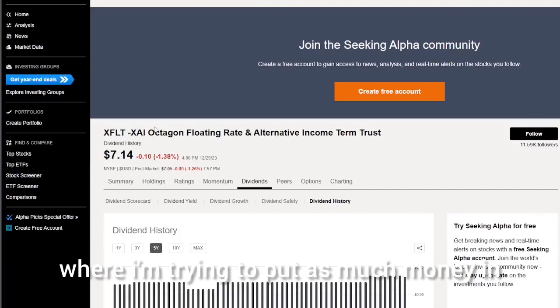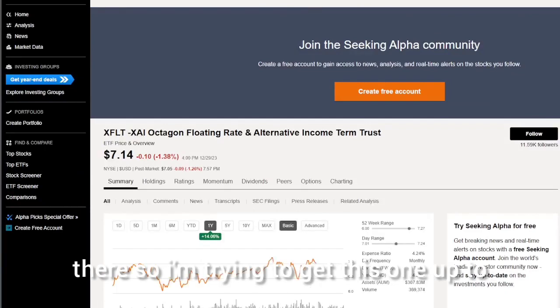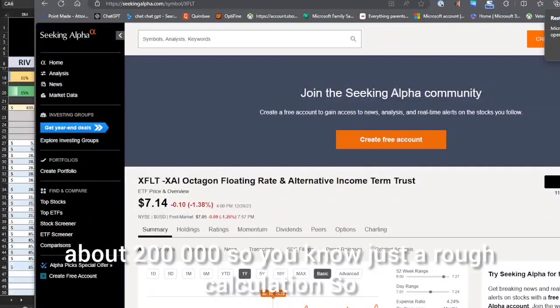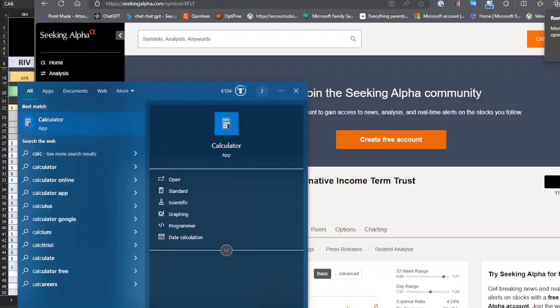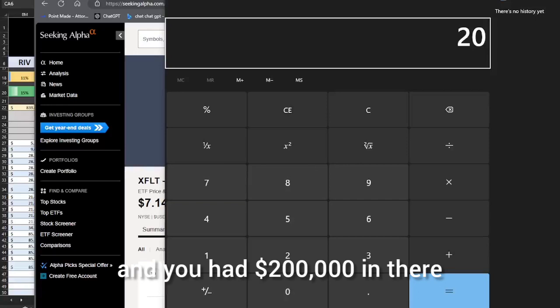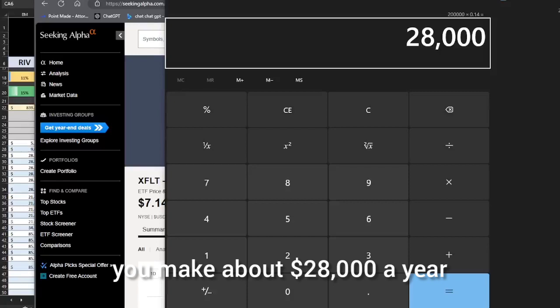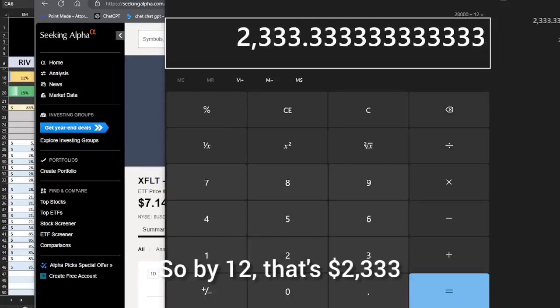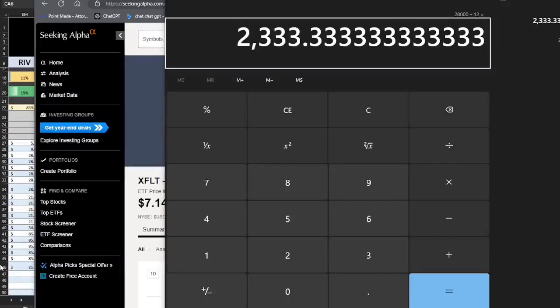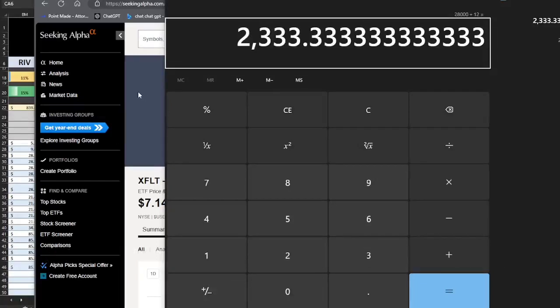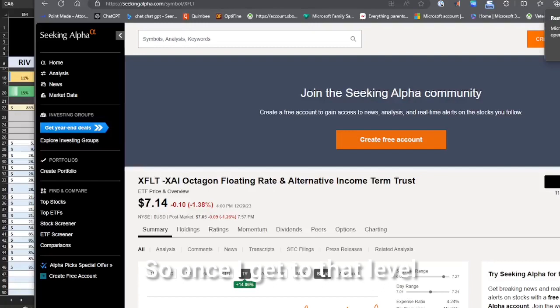This is where I'm trying to put as much money in there. So I'm trying to get this one up to about $200,000. So, just a rough calculation. If you go to calculator, and you add 200,000 in there, and you times that by 0.14, you make about $28,000 a year. So divided by 12, that's $2,333. So that's a great way to cover many of the household expenses.